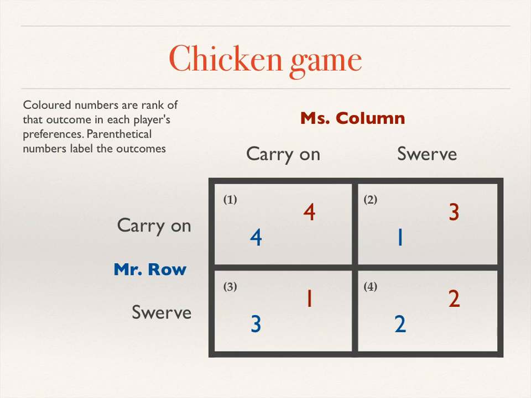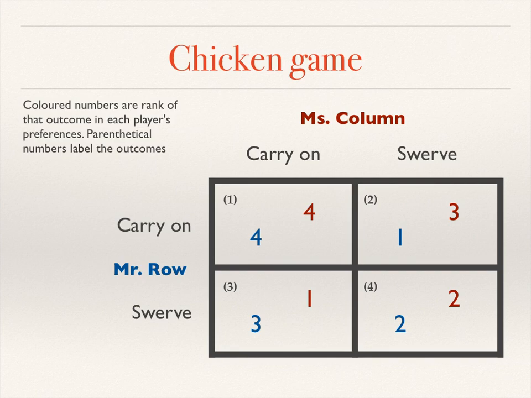And here, the colored numbers are rank order. So this is the most preferred, first, second, third, fourth preferred. Okay, so Mr. Rowe and Ms. Collum are playing this game, and they have the same sets of moves. They each have the same moves. They can keep going, carry on, keep driving straight, or they can turn aside. They can swerve. Those are the two things. If they both carry on, they crash.